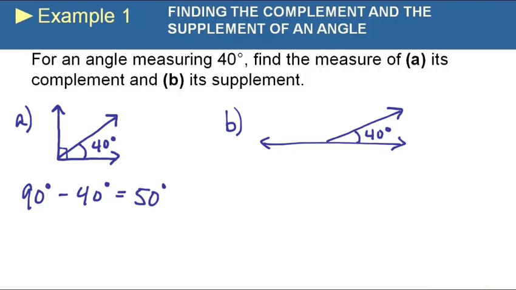And for part B, we want supplementary angles. So the two angles are going to add up to 180. This one is 40. If this is the other part of 180, then 180 minus 40 is 140.